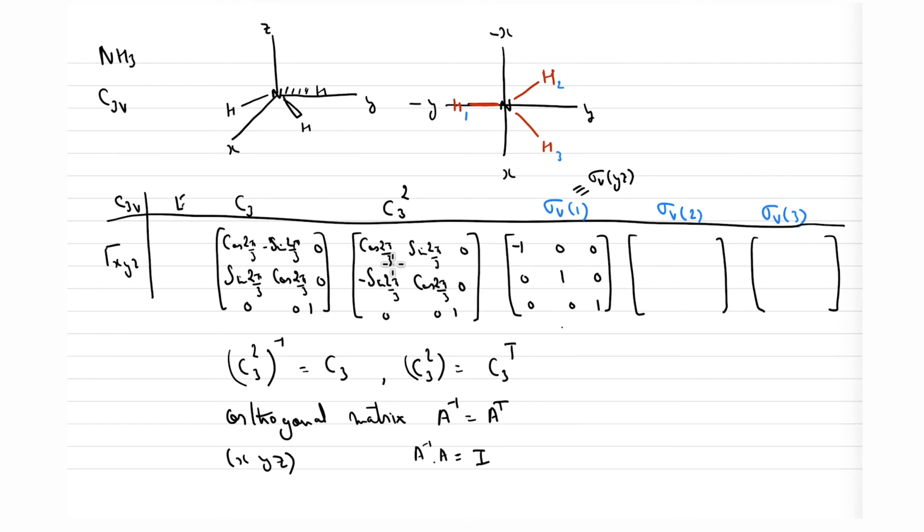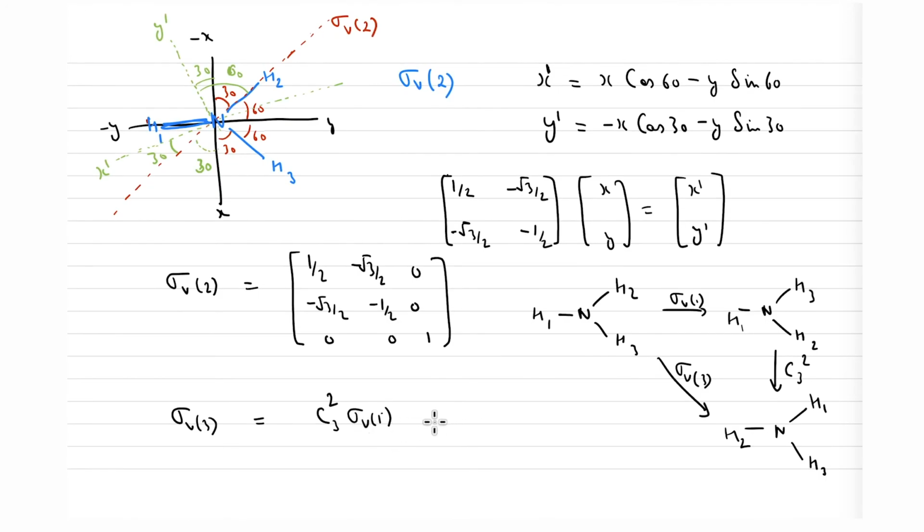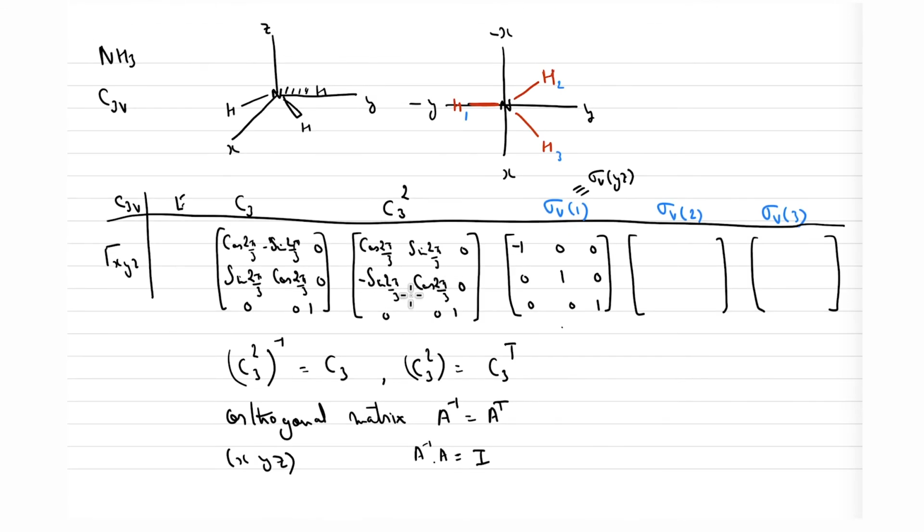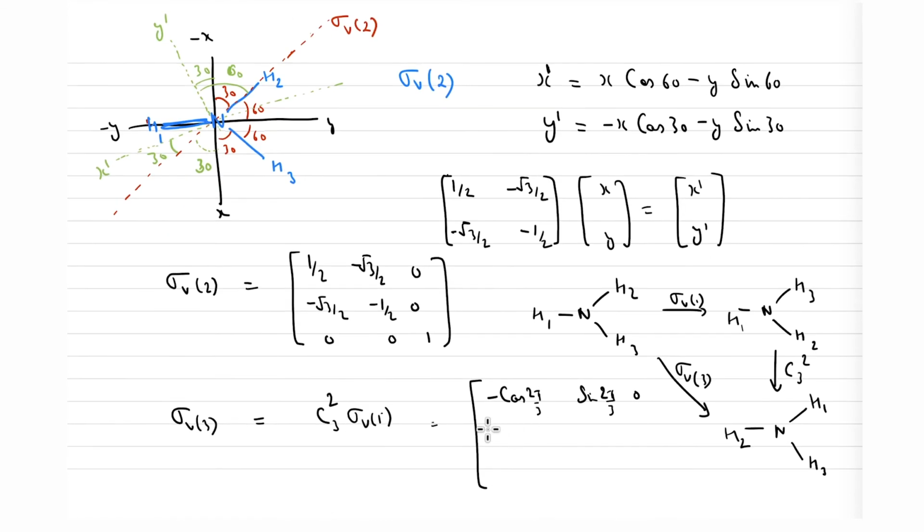So cos 2 pi by 3 will become negative, so it is easier to write now. We have this matrix, which we can write as cos 2 pi by 3, sine 2 pi by 3, 0, and then we had C3 square as minus sine 2 pi by 3 here, minus sine 2 pi by 3, cos 2 pi by 3, 0, 0, 0, 1, right? What I have done is just the matrix multiplication of these two to obtain sigma v3.